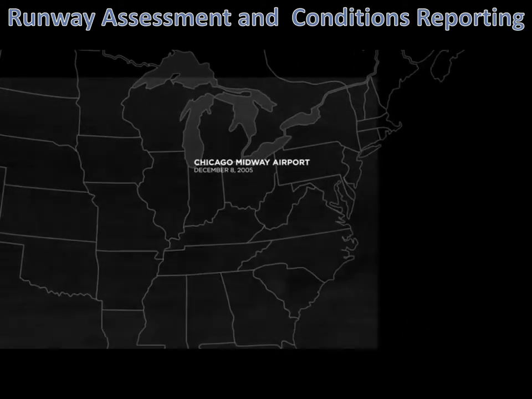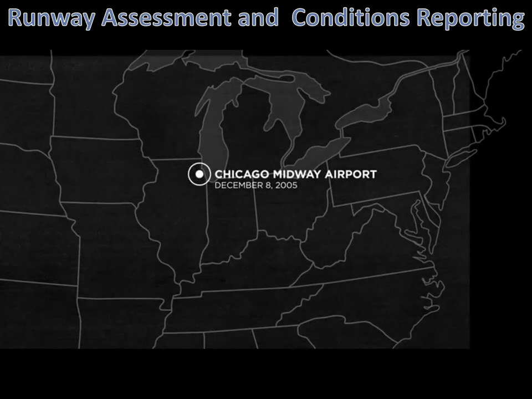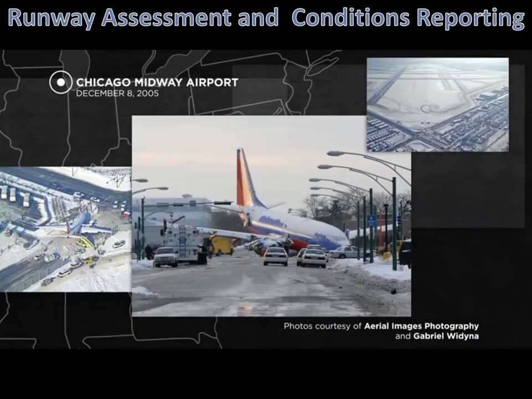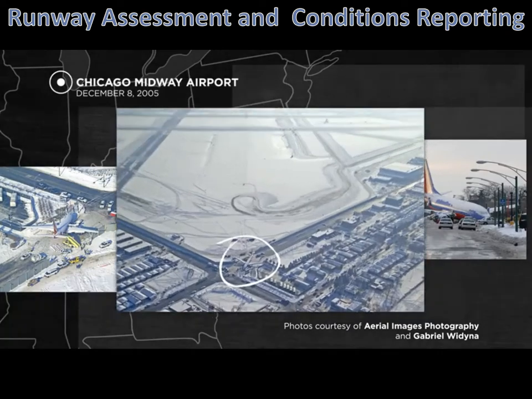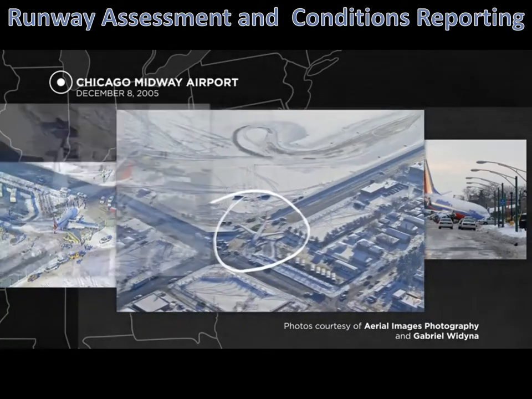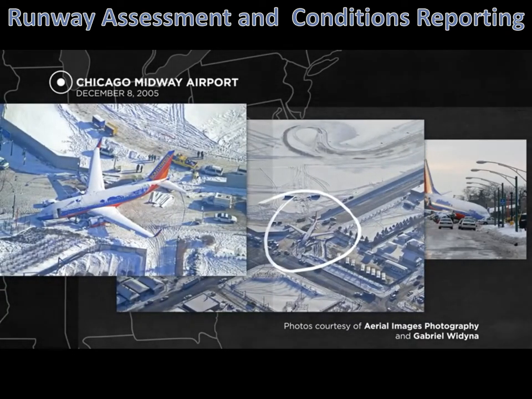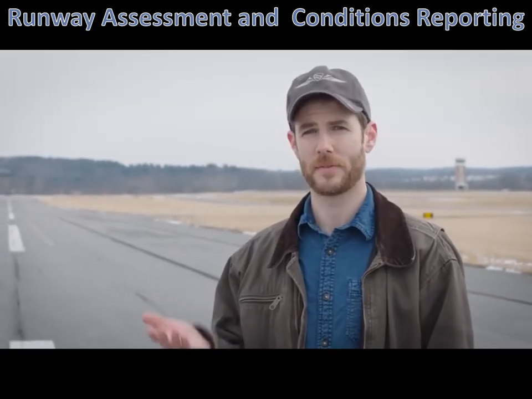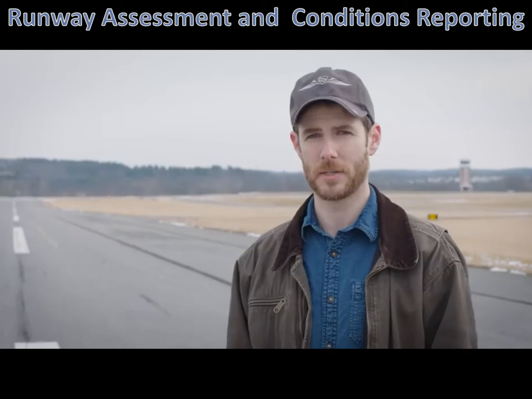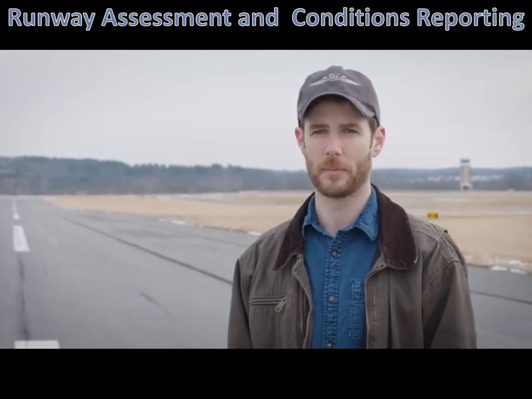On December 8, 2005, at Chicago Midway Airport, a Boeing 737 ran off the end of a runway and into a city street after landing in a snowstorm. The airplane collided with automobile traffic, killing one person and injuring several others. So this accident became a catalyst for the FAA to develop new standards to improve runway safety during bad weather.